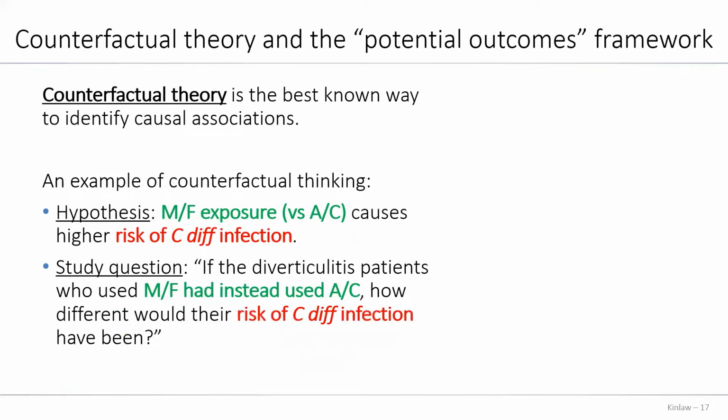In our diverticulitis example, let's say we think that ciproflagyl is associated with higher risk of C. diff. Our counterfactual question would be, what if the patients who got ciproflagyl had instead, in counter to what we saw, gotten amoxiclav instead? Would their risk of C. diff infection have been different?